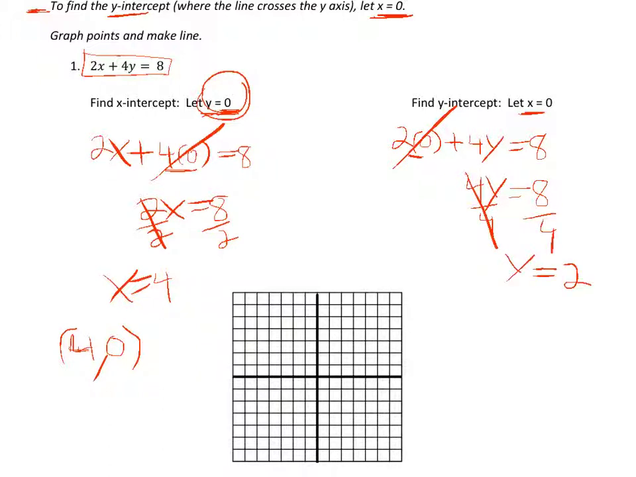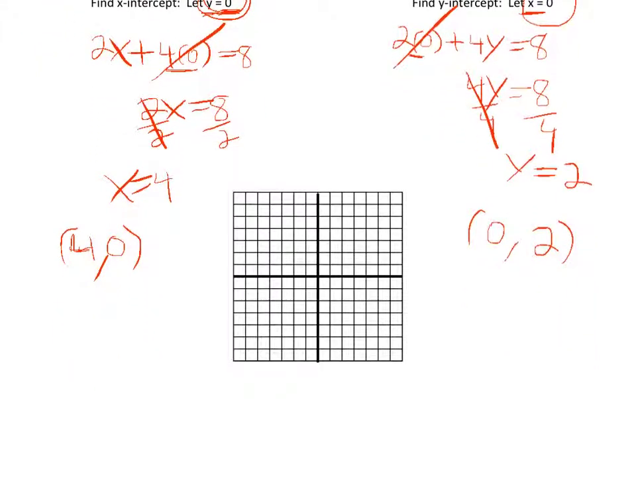Now for this ordered pair, this is a separate ordered pair. We said let x equal 0. So x is 0 and y is 2. So you kind of see here, whenever you find an intercept, either the x or the y has to be a 0. If there's no 0 in the ordered pair at all, then it's not an intercept, meaning it doesn't hit the x or y axis.